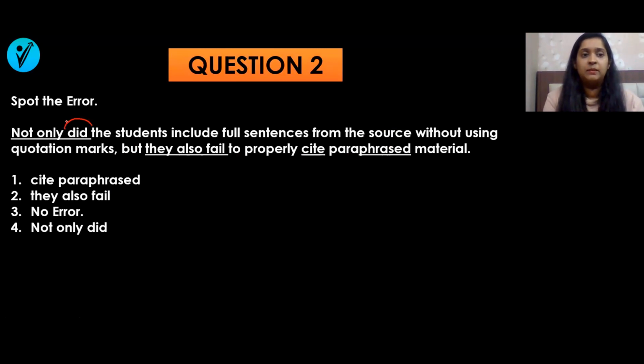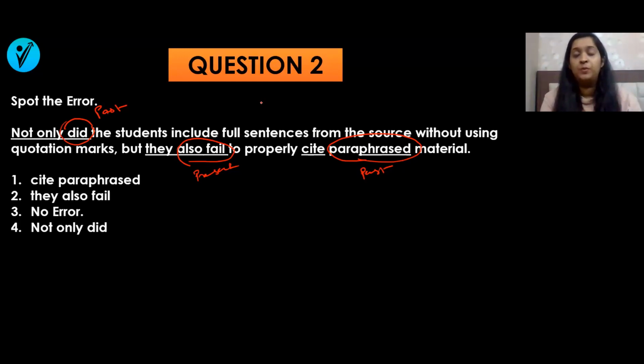So not only did is in past tense, without using, but they also fail. They also fail. Okay, so this is in present tense and this is paraphrased. So again, this is in past tense. Now, we all know that the rule of parallelism is such that the sentence has to be parallel in terms of number and in terms of tense. So that is why this also needs to be, but they also failed, with ed. So that is why the error is over here, they also fail, and the other options do not make sense here. So it is again option 2 for question number 2.